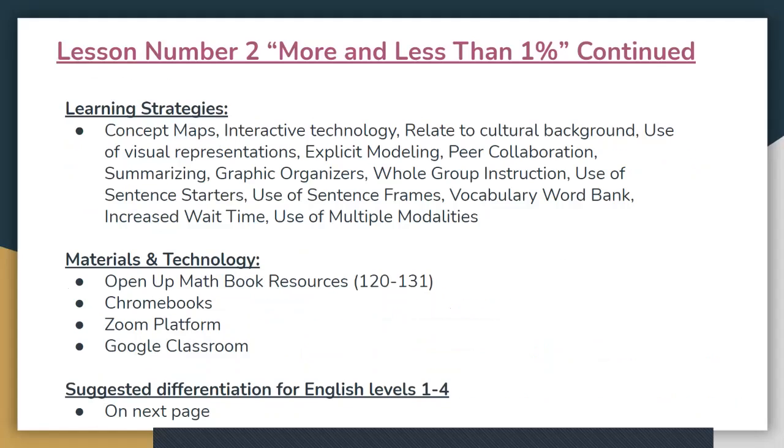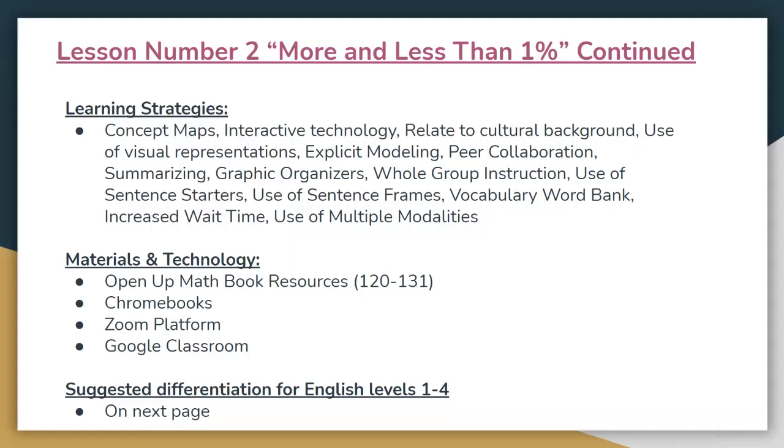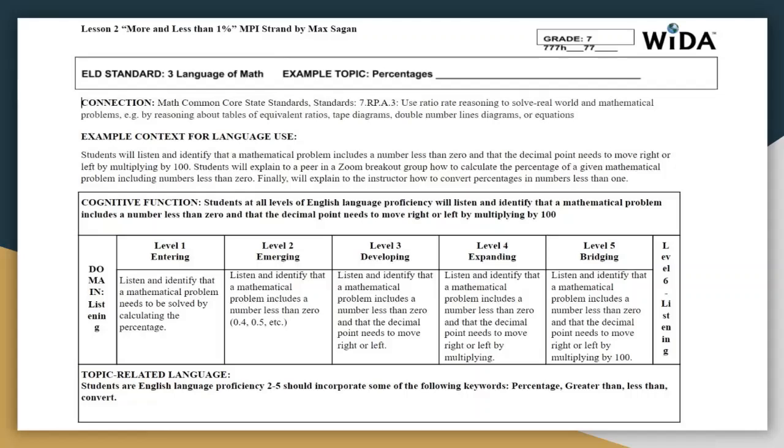Materials and technology for lesson 2 are the Open Up Math Book resources, pages 120 to 131, students' Chromebooks, the Zoom platform, and the Google Classroom. The suggested differentiation for English levels 1 through 4 is found here.